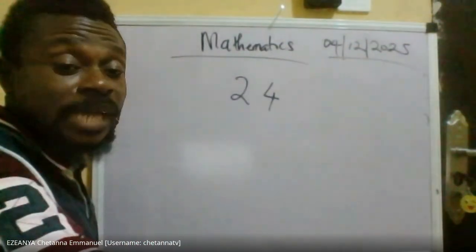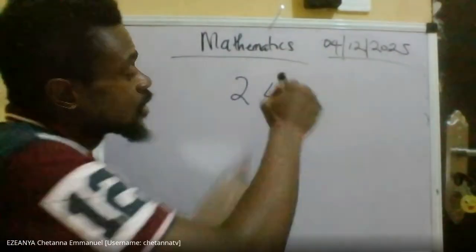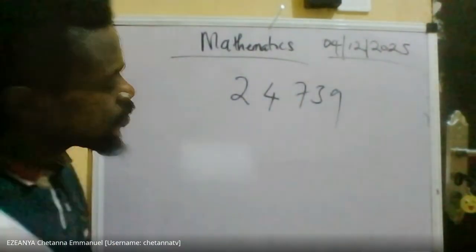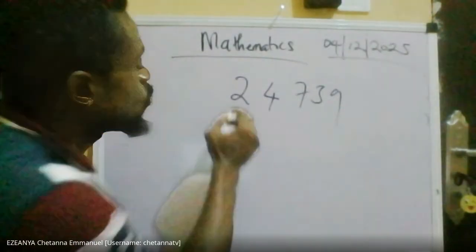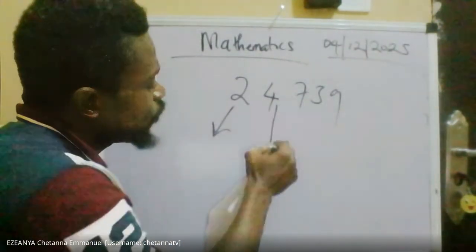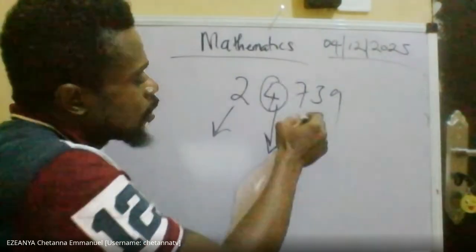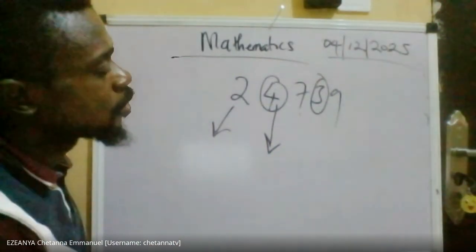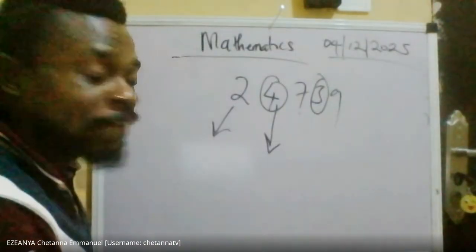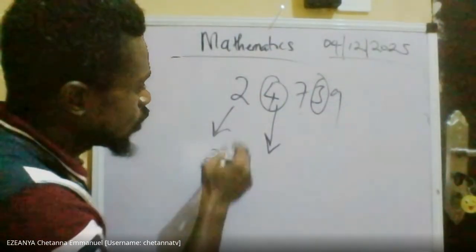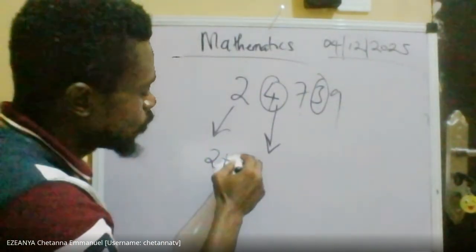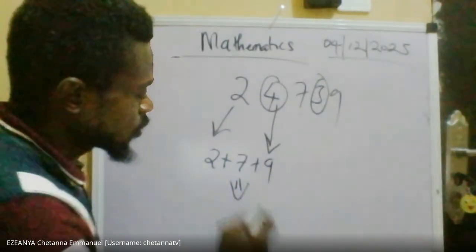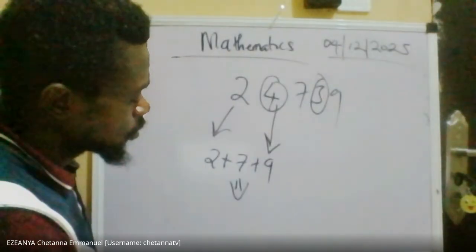Okay, let's look at 24,739. This 2 is in odd position. 4 is in even position. Odd position, even position, odd position. So let's add all the numbers in odd position. We have 2 plus 7 plus what? 9. This will give us what? 18.